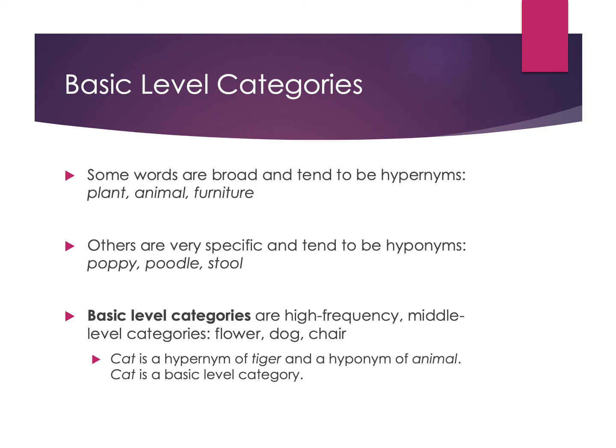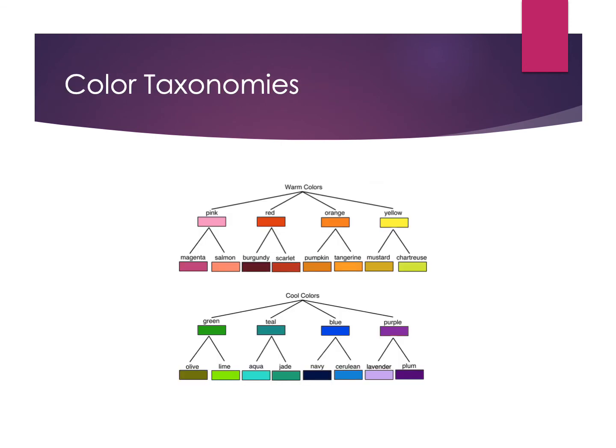And we can look at lots of different kinds of taxonomy. So different kinds of animals fall into this, but so do things like colors. So we can have warm colors, a very broad category, cool colors, also a very broad category. We can have very specific kinds of different colors, but the ones that we think of most commonly are things like pink, red, orange, yellow, green, blue, purple. These are the basic color categories that we organize our life around.